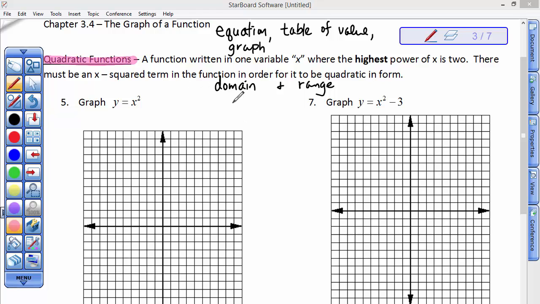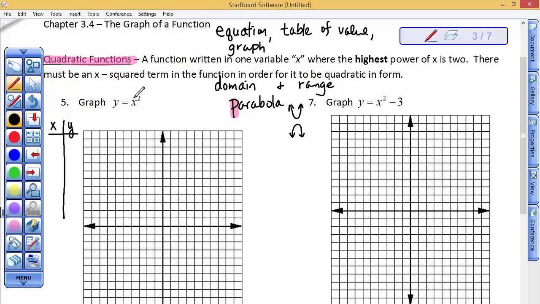A parabola looks either like this with arrowheads on either end, or an upside down U with arrowheads on either end. So let's start with a pretty straightforward one, y equals x to the second power. So the independent variable, remember, is x, and that's the number that we're just going to take and square in order to get y. Take a value for x, square it in order to get y.